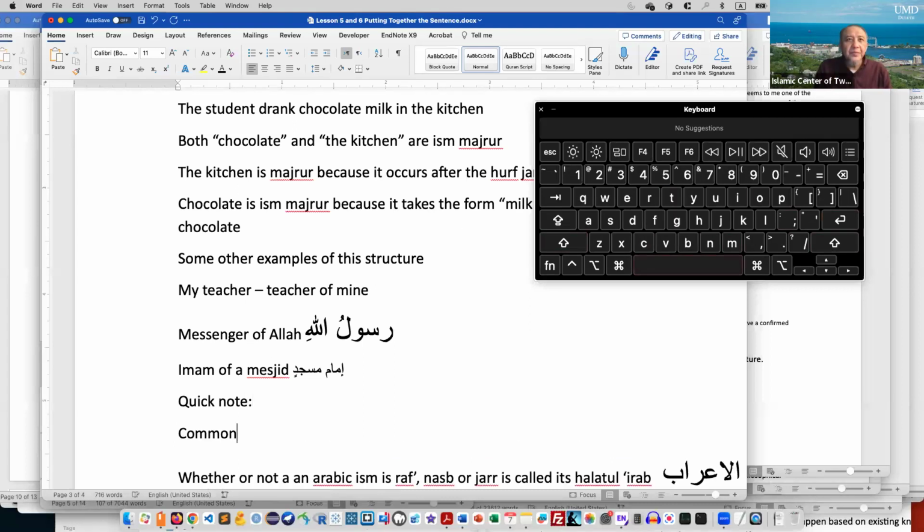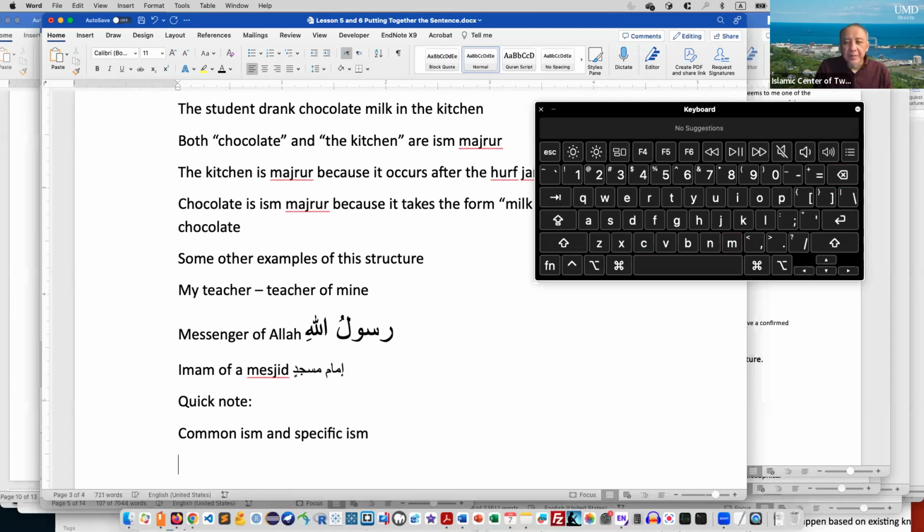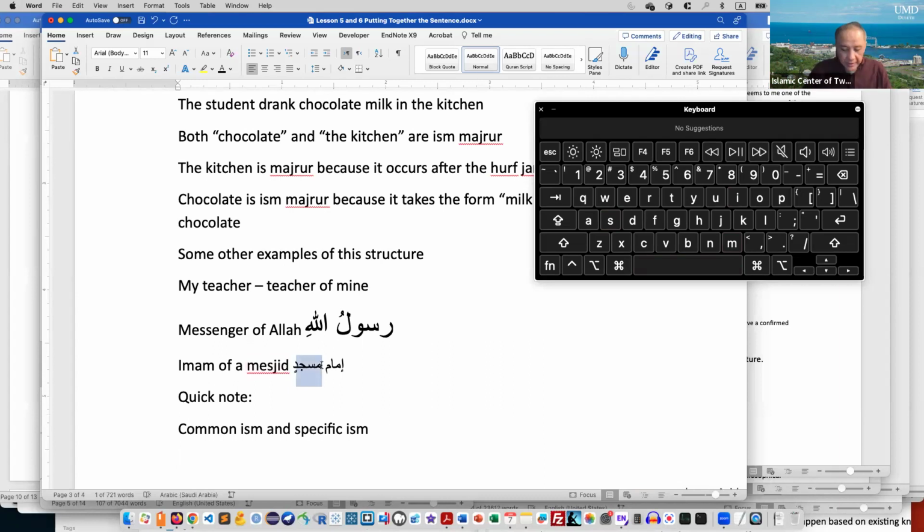Okay. So there's a common noun, common isim, and a specific isim. A common isim is when it's any masjid, any book. That's a common one. The name "book" is a common isim because we use a tanween. Whenever we have a tanween, that means this is a common isim. Masjidin. Now, when you have a specific isim, you put an alif lam, "the." It's "the masjid," because you know of the masjid, right? So you say al-masjidi, which is majrur. So just a quick note, let's add that here.